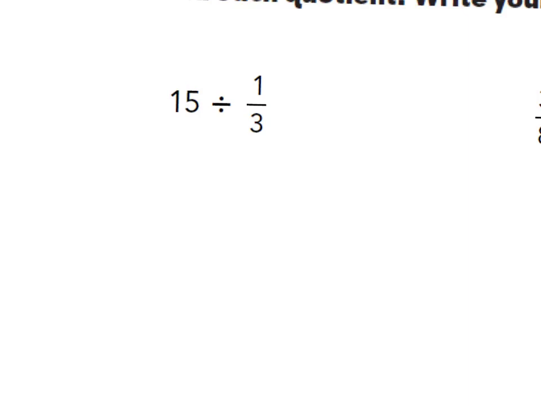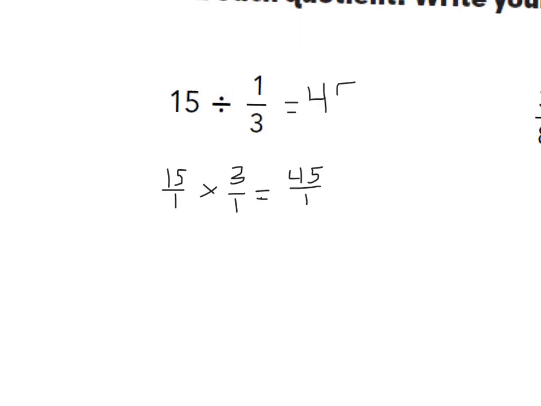So if I do 15, and I'm going to rewrite it as 15 over 1, and instead of divided by 1/3, I'll use its reciprocal, times 3 over 1. If I multiply 15 times 3, my numerators, it gives me 45. And if I multiply 1 times 1, I get 1. My answer here for this one is 45.